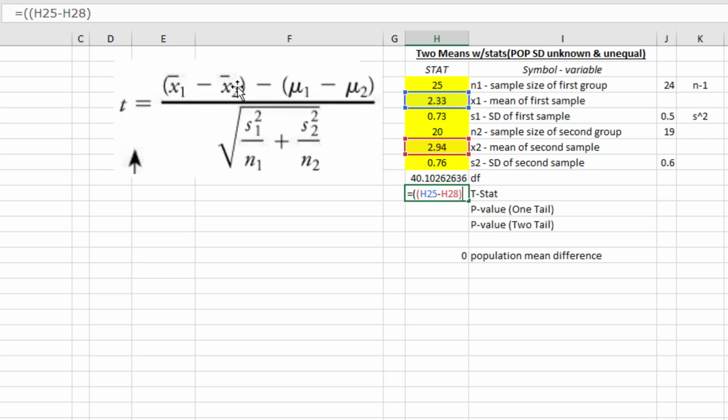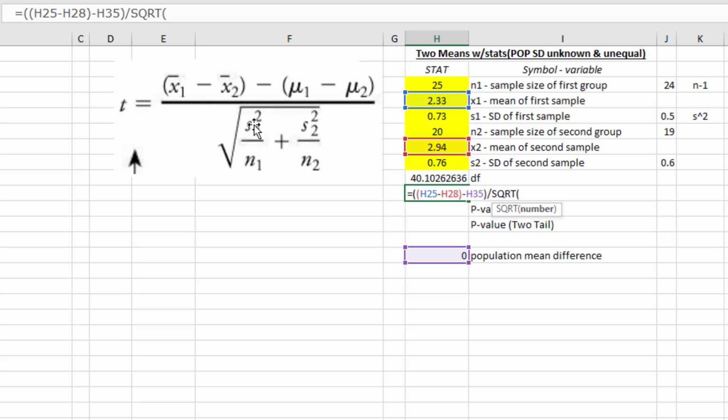Then we subtract the population difference. That number just represents this whole thing. And then we finally close off the outside black one to make this all one big thing that can now be divided by the bottom. And the bottom, of course, is square root of some stuff. Well, what's it going to be?